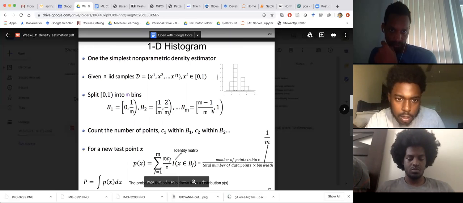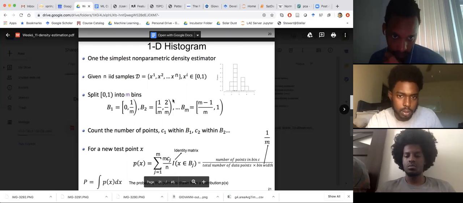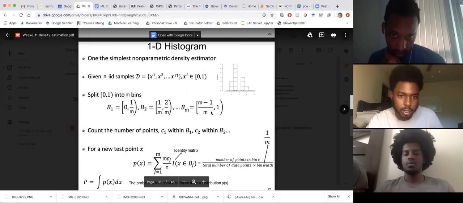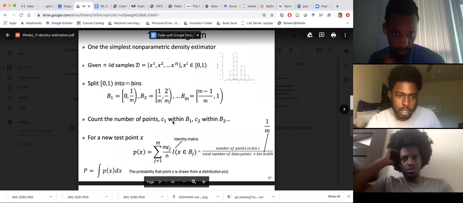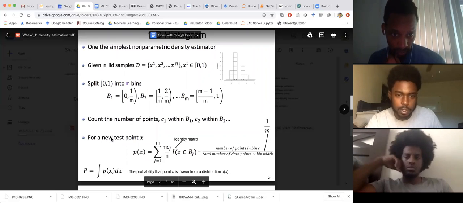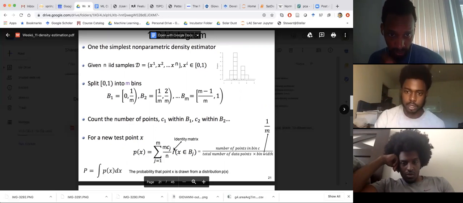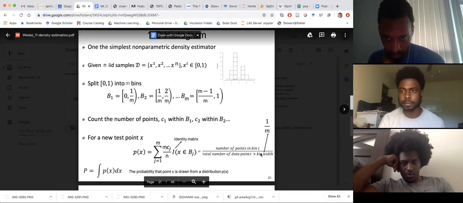Given m bins, we can split it into the bins using this equation, and you simply count up the number of points. So when you want to find the probability of x being in a certain bin, you just take the number of points in bin C and divide it by the total number of data points times the bin width, which is 1 over m.